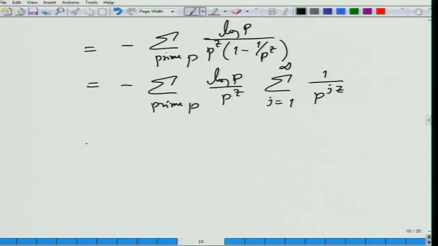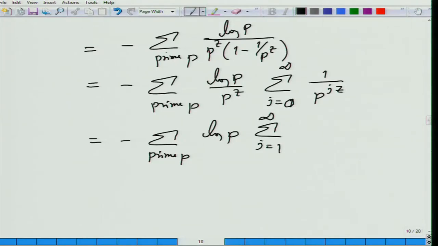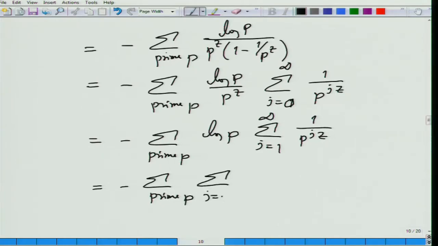Okay. Or is it 1? No, this goes from 0 to infinity. Right. And there is a p to the z sticking outside, you might take it inside, all that happens is that j starts going from 1 to infinity. You get this.